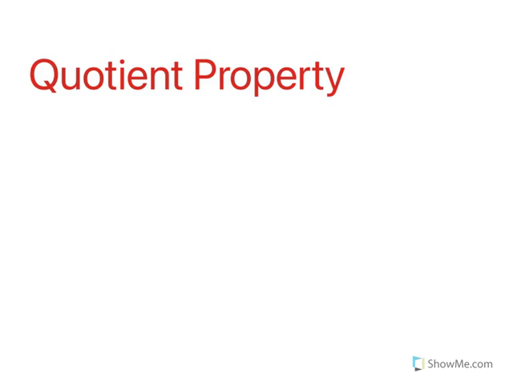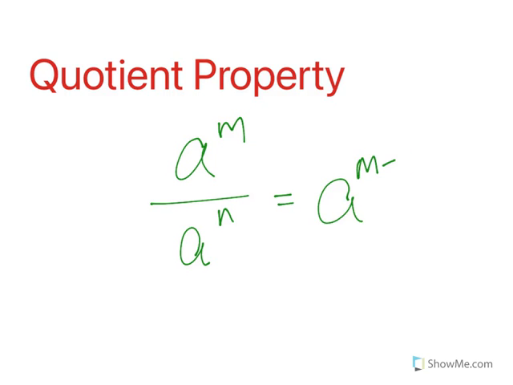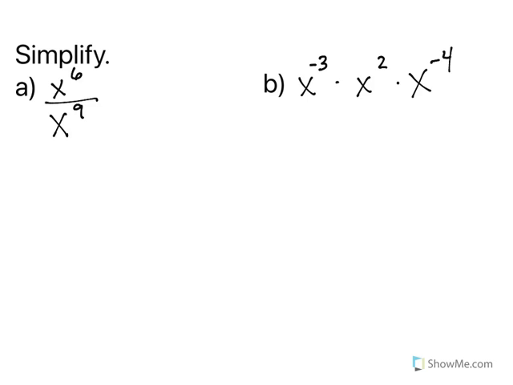Okay, all right, let's do a few. So the quotient property, don't forget the quotient property, is if I have the same base, I subtract. Always numerator exponent minus the denominator exponent, always. Okay, so let's simplify x to the 6th over x to the 9th. Well, if I'm simplifying this, I start with the same base, 6 minus 9, because 6 is my numerator exponent. So that gives me x to the negative third.